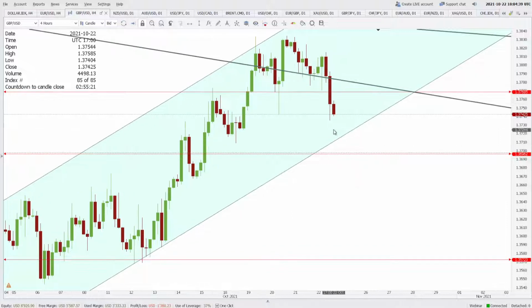Okay, so right now the price is trading between 1.3768 and 1.3696. So 1.3768 is the resistance and 1.3696 is the support for the GBP USD in the coming time.